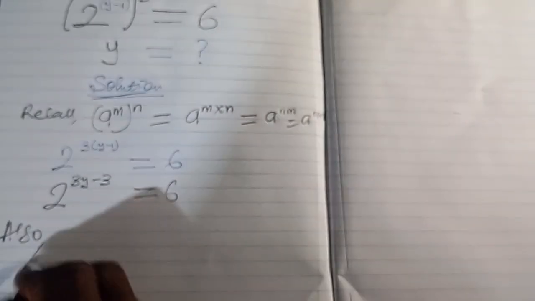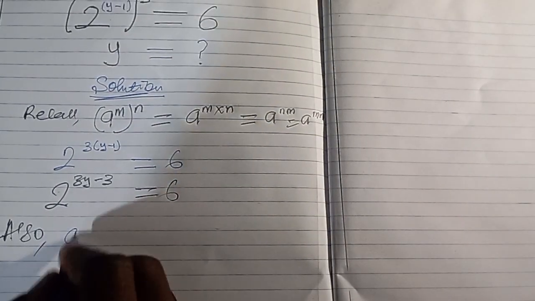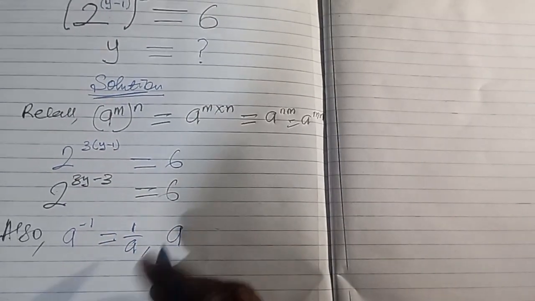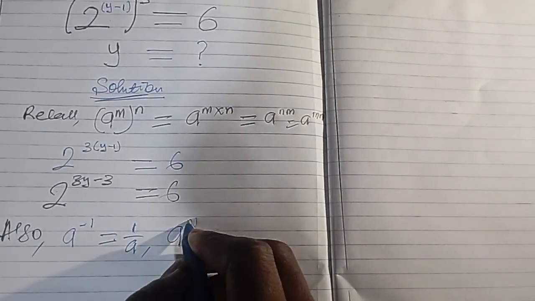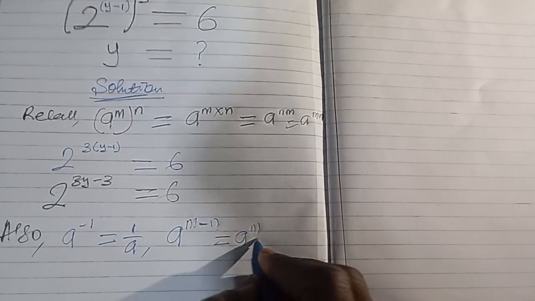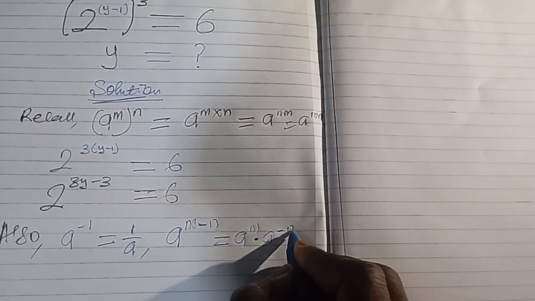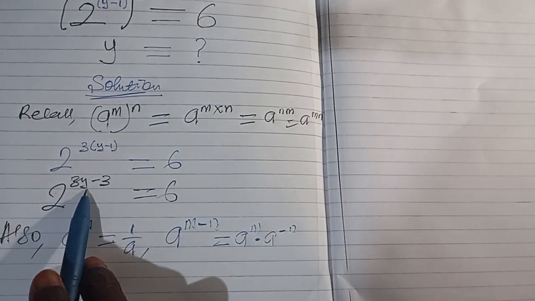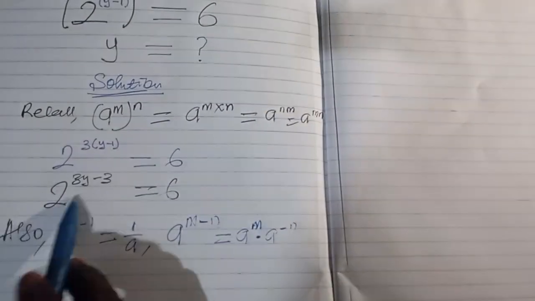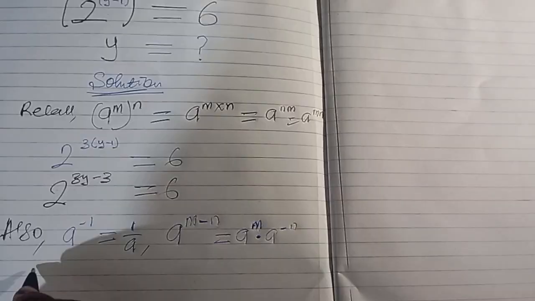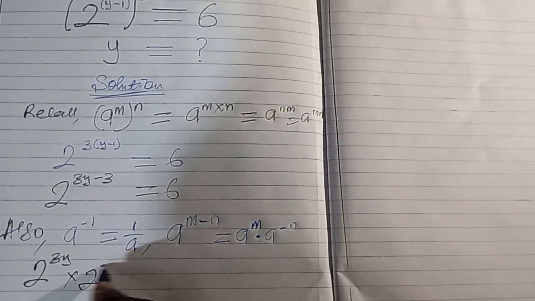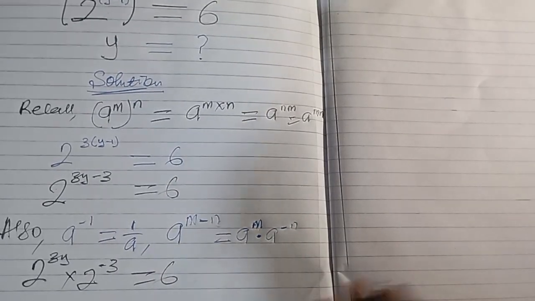Also, a raised to power minus 1 is the same as 1 over a. And a raised to power m minus n is the same as a raised to power m multiplied by a raised to power minus n. So let's express this expression in this form. We are going to have 2 raised to power 3y multiplied by 2 raised to power minus 3, equals 6.